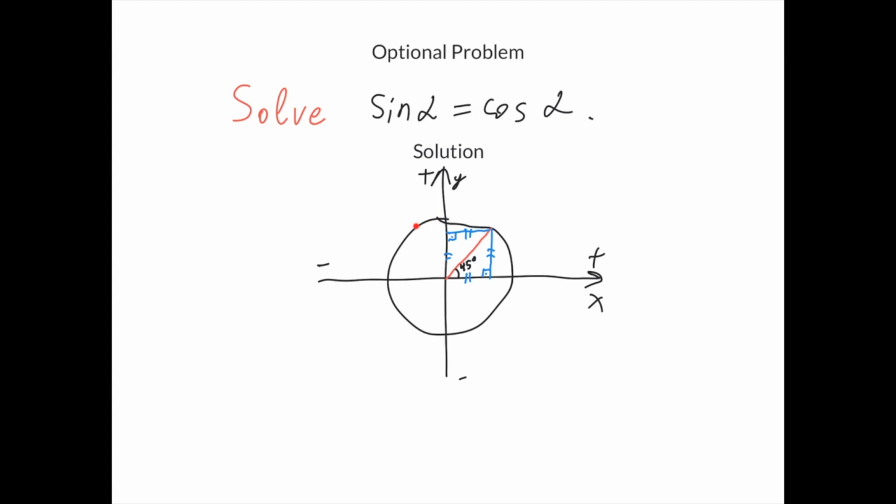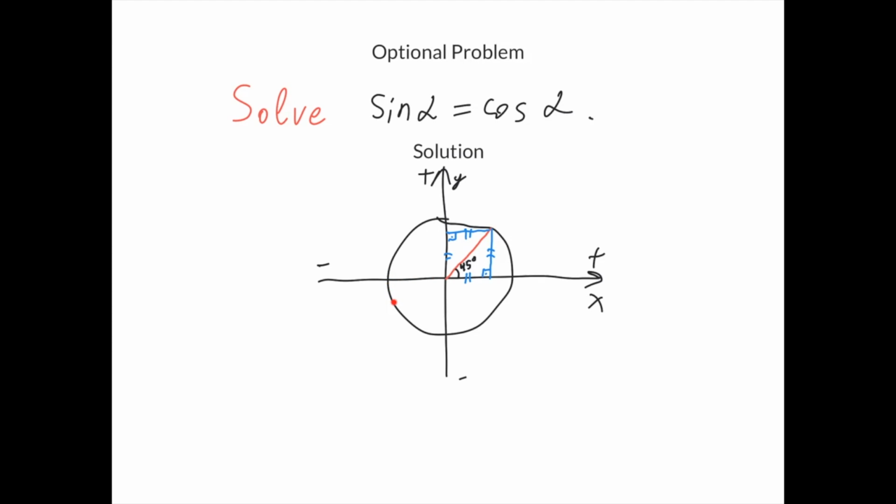Right now the sine is getting closer to 1 and the cosine is getting closer to 0. Now the cosine is exactly 0 here and the sine is exactly 1. Now the sine starts getting smaller, and the cosine is becoming negative. The sine here is positive, but the cosine is negative. So in this quadrant, it's impossible for the sine and the cosine to be equal, because one is positive and the other is negative.